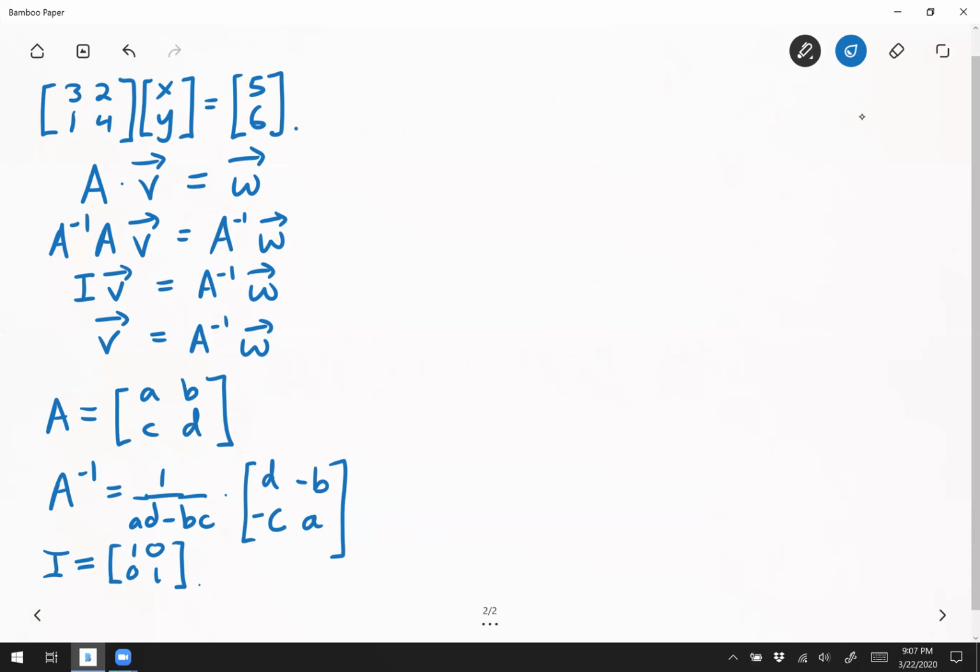So we'd like to use this approach in order to solve this equation. So we've got our matrix right here. We can find A inverse using that formula. First, we have 1 over A times D minus B times C. See, 3 times 4 minus 1 times 2. So that's 12 minus 2. That's going to be 10. Times, let's rearrange those numbers, as stated by the formula.